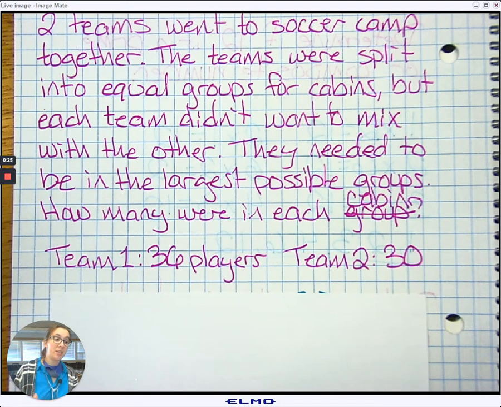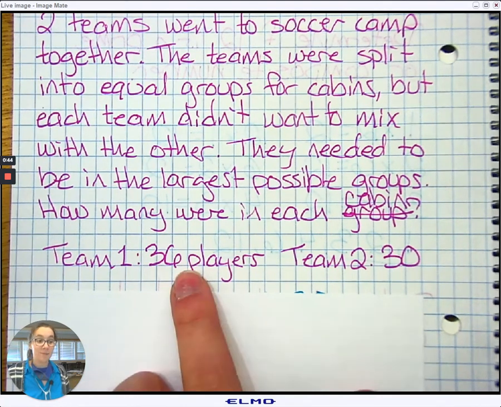Team 1 had 36 players and Team 2 had 30. To do this, we're going to need to find our greatest common factor. We need to have equal groups and the greatest number of people in each group. That means greatest common factor. Now, we're not going to use the list the factors method this time. This time we're going to use the prime factorization method.